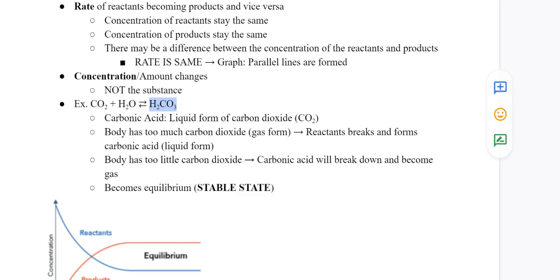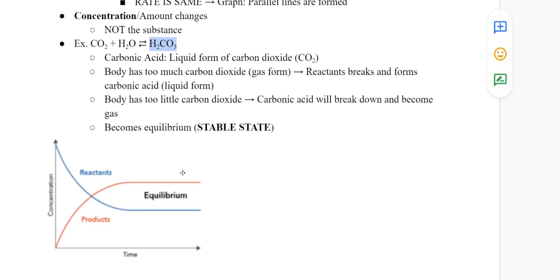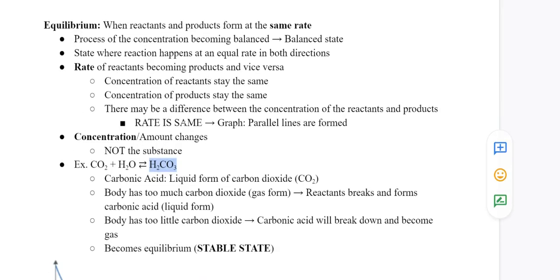So since the body had too much gas, it caused this chemical reaction in order to balance out the amount of gas and make it into the liquid form. And so it becomes equilibrium and it reaches a stable state. So the point of equilibrium is to make everything stable, to make it balanced.